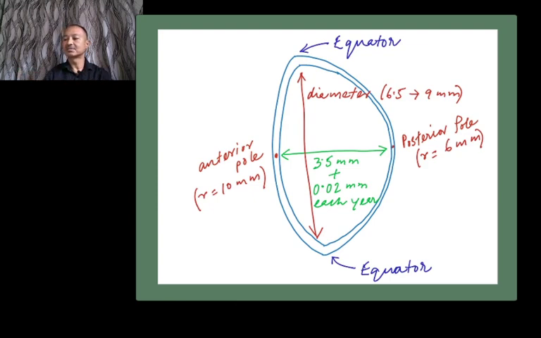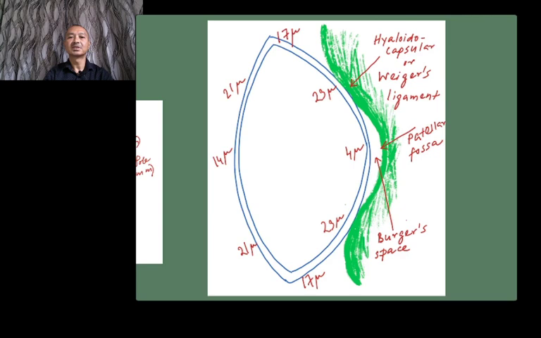About the lens thickness, it is about 3.5 millimeter at birth, and it keeps on increasing at 0.02 millimeter each year, and it keeps on growing till we die. The lens is somewhat like the hair. The hair keeps on growing till we die, and similarly the lens keeps on growing also. And we know the lens is covered by a capsule. This is the thickest basement membrane of the body. If someone asks you, this is the thickest basement membrane of the body, this is the lens capsule.